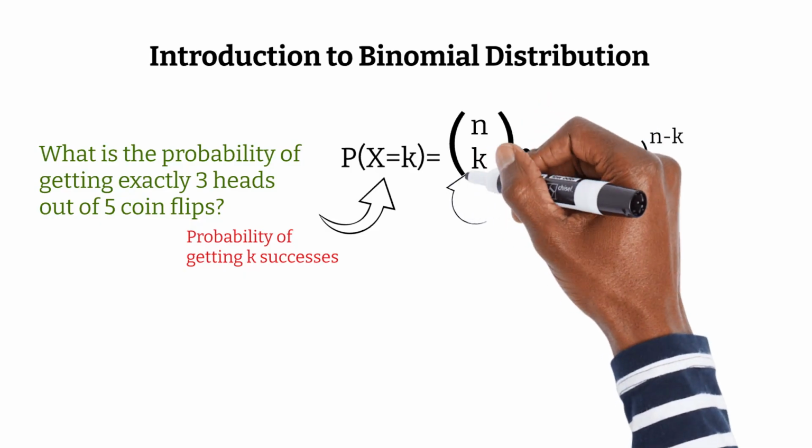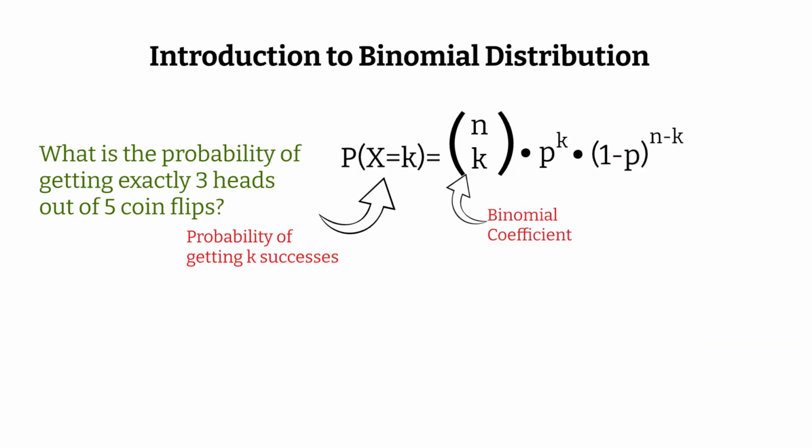N choose k. This is the binomial coefficient, and we say n choose k. It tells you how many different ways you can get k successes out of n trials. So if you're flipping a coin 5 times, it tells you how many different ways you can get exactly 3 heads in those 5 flips.